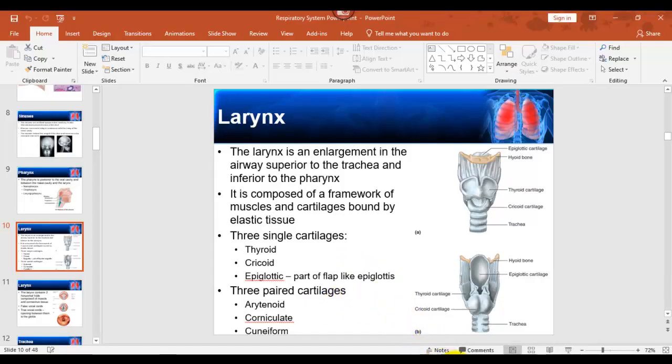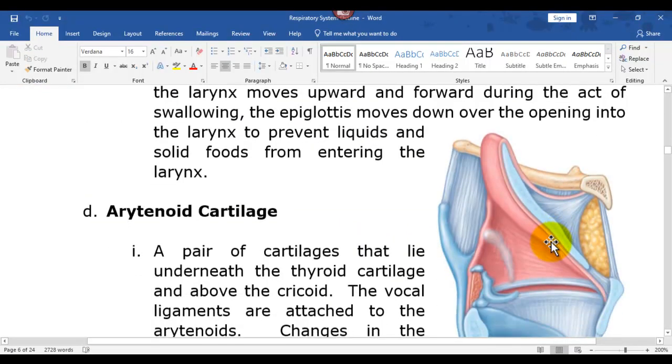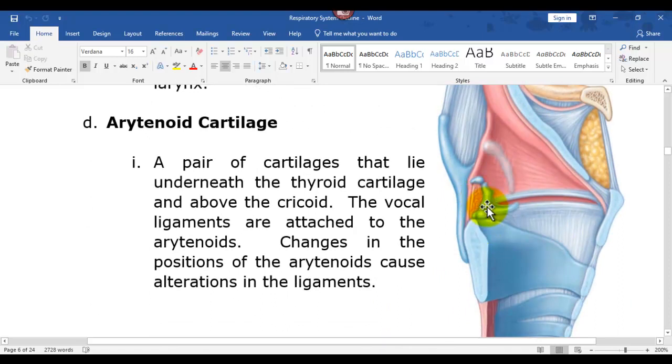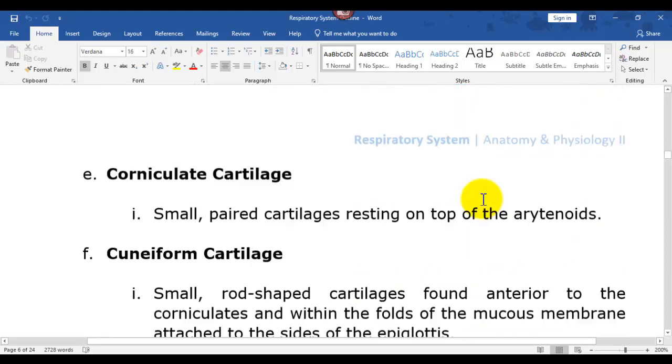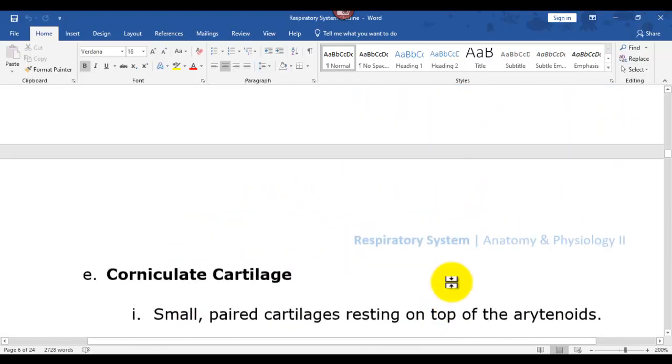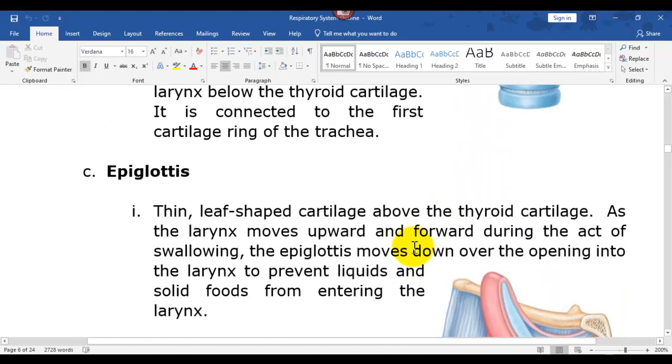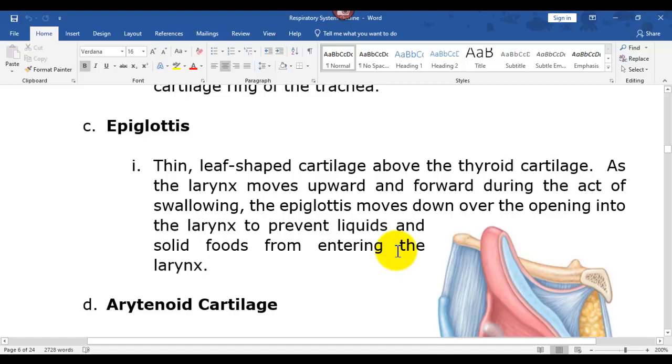So on our picture, the epiglottis kind of comes up this way. This is the arytenoid, the little bottom part, and there's a left and a right. It's connected by ligaments to the vocal cords. And then here's the corniculate. They look like little beaks or talons. They're really small. The cuneiform cartilage would be on the sides of the larynx. So that's all of the laryngeal cartilage.